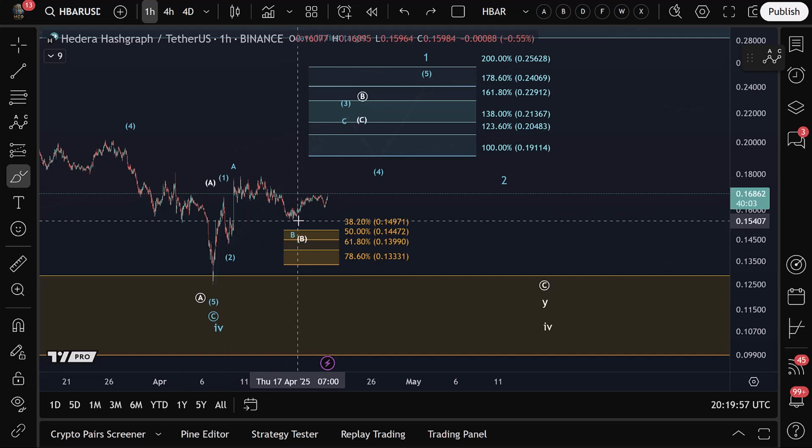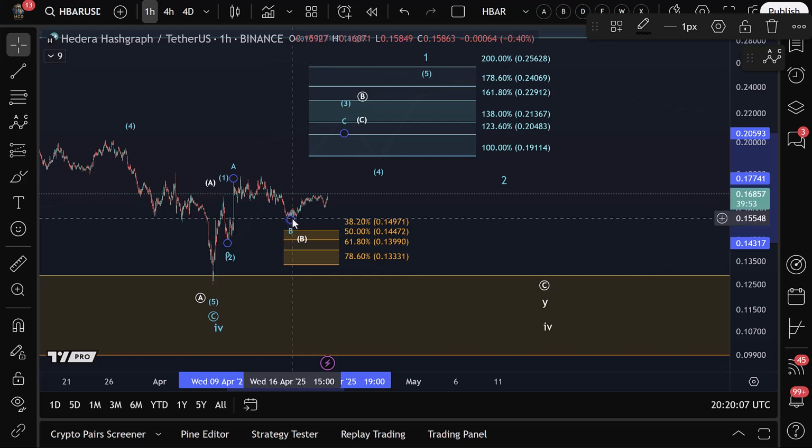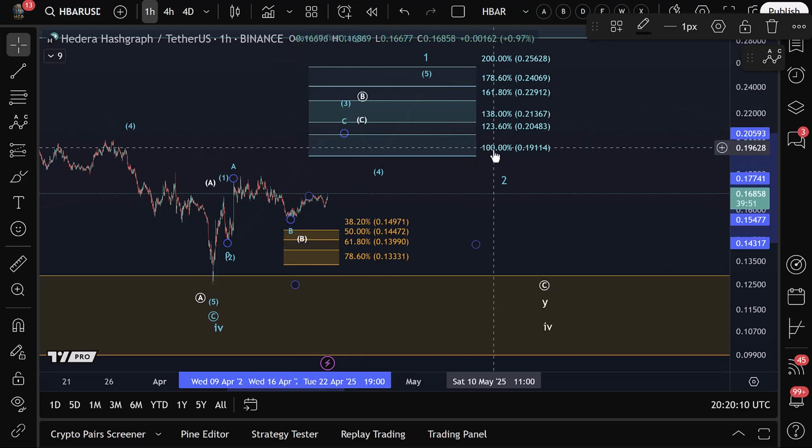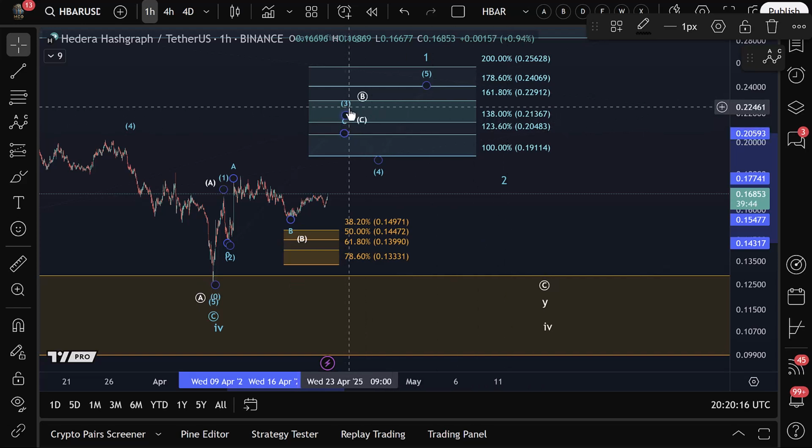I mean, the nano structure obviously means that we need to hold above the B wave low at 15.4 cents. That's not so meaningful. If we go below that, it could still be an extension of the B wave. But to be honest, ideally that level holds, right? And then we would push higher towards 19 cents, which could be resistance, and then 21.3 cents, which is the first ideal target for a third wave.